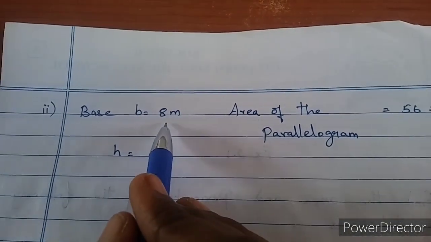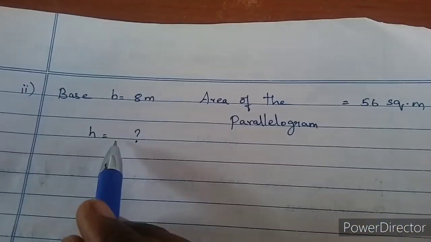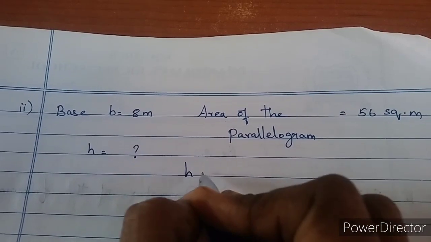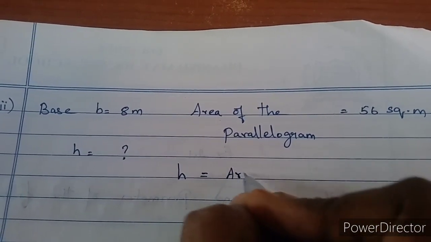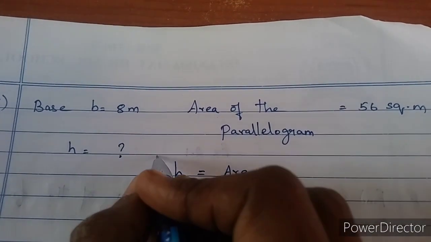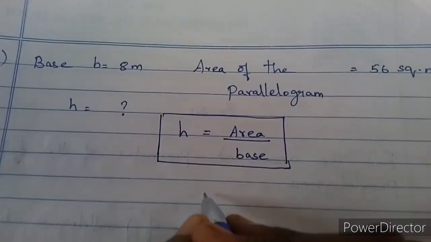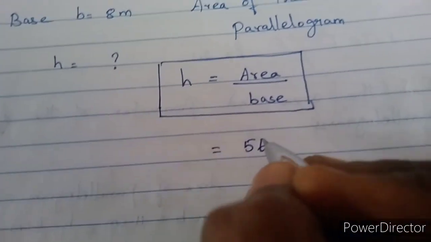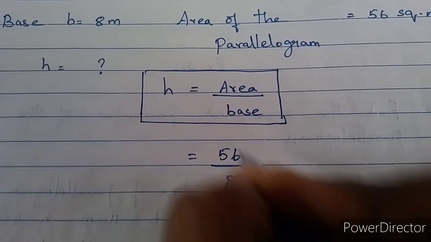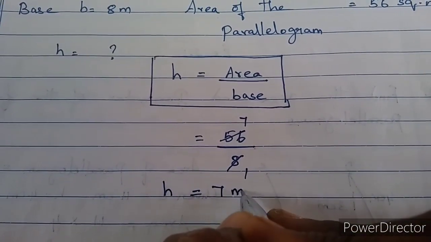In question number 2, subdivision 2. Here, the base is given as 8 meter and the area of the parallelogram is given as 56 square meter. You are going to find the height of the given figure. Okay, height equal to area divided by base. So, here the area is 56 square meter divided by the given base is 8. So, 8 7s are 56. So, the height is 7 meter.